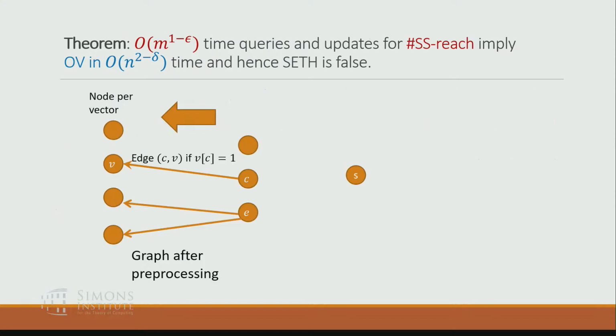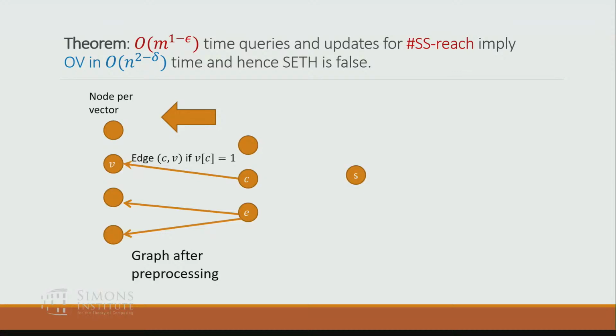All right, so let's do it. This is the graph after pre-processing. Let's go through it. Every vector will have a node on the left. We have coordinate nodes over here, and we'll have edges from right to left, from a coordinate to a vector, if the vector has a 1 in that coordinate. So every vector will have an edge from every coordinate that it has a 1 in. And then there are no other edges. This is the original graph you create in your data structure and pre-process.